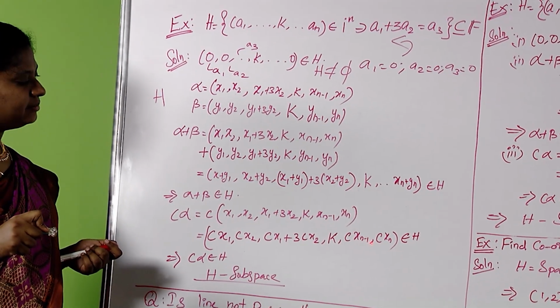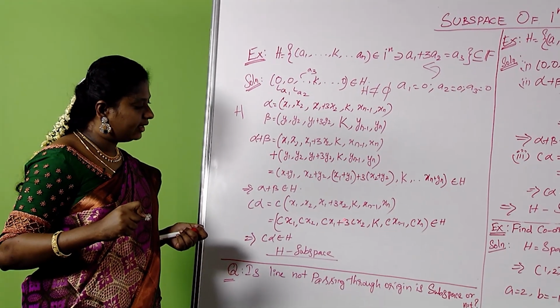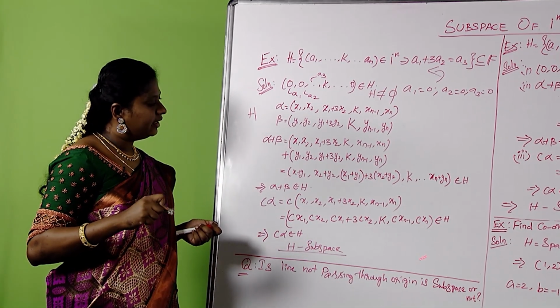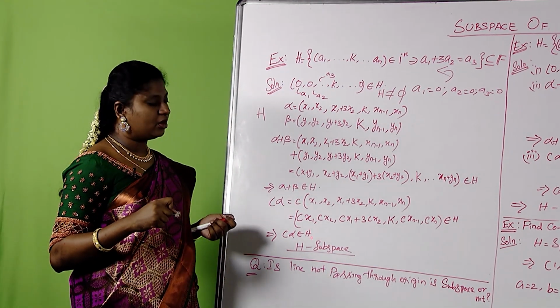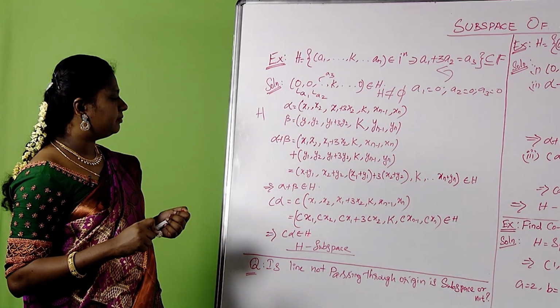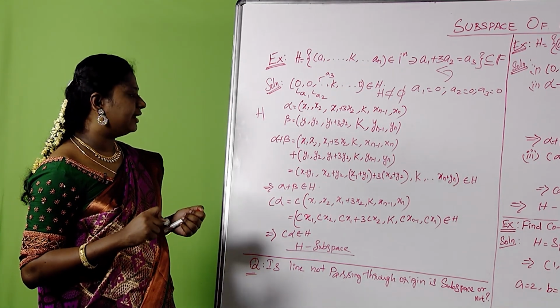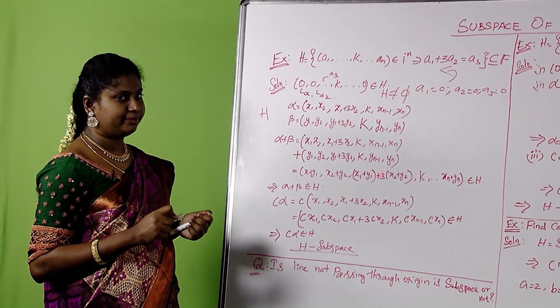up to k, Cxn minus 1, Cxn belong to H. So, why is it so? Because the third entry again satisfies the given condition, it will be there in my set H. Therefore, C alpha belongs to H. We are able to prove alpha plus beta is an element of H and C alpha is an element of H. That in turn tells me H forms a subspace of my space F.